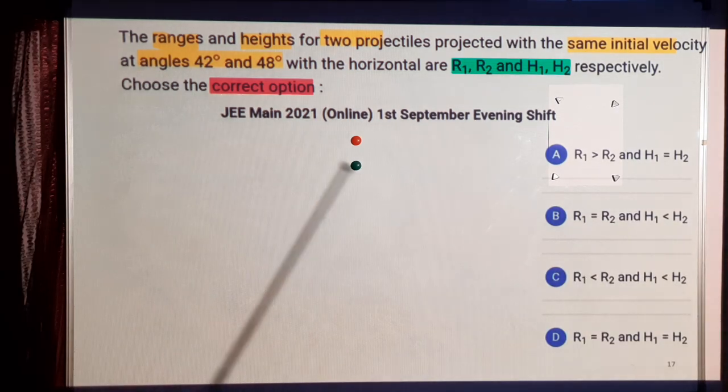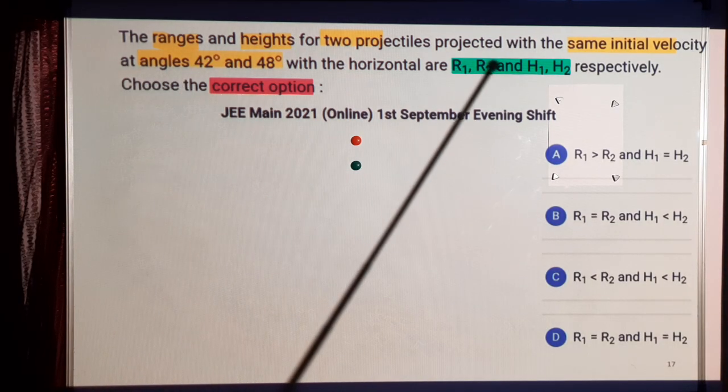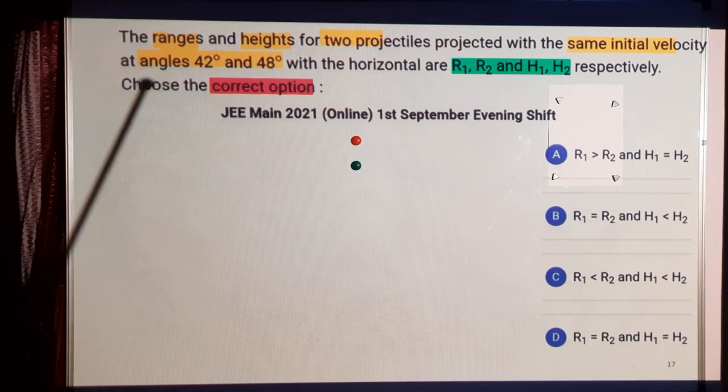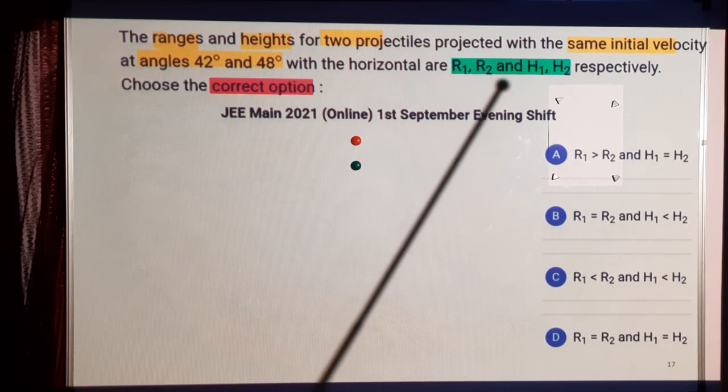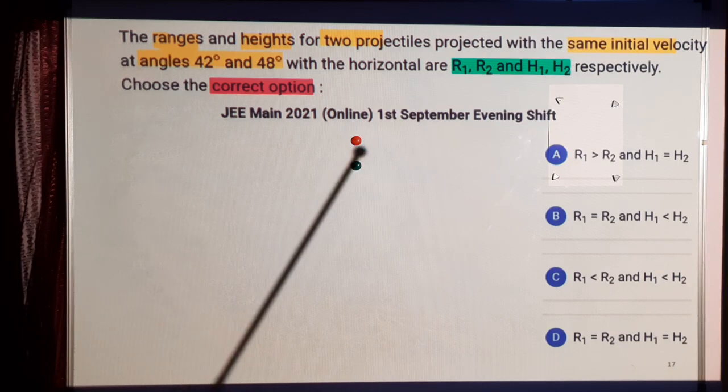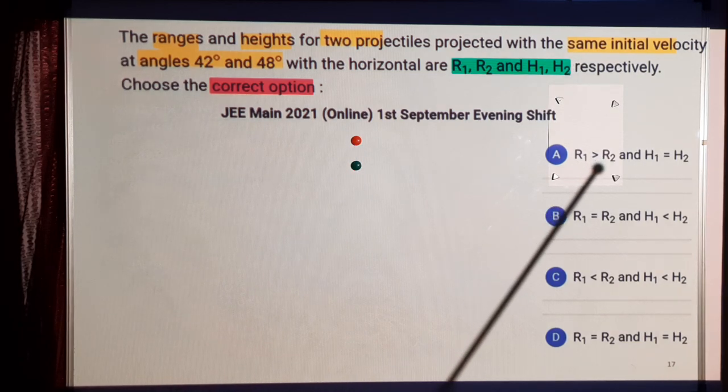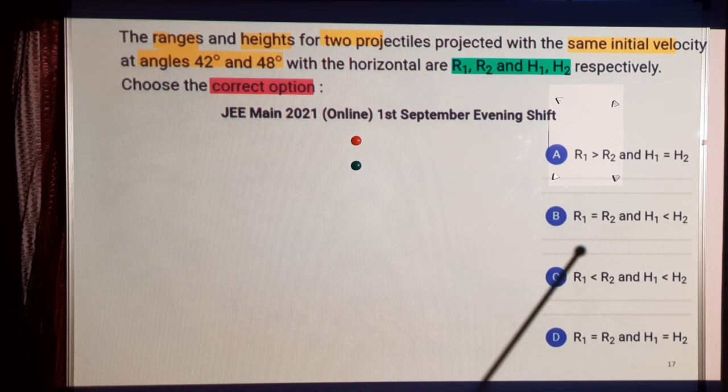Next question. The ranges and heights of two projectiles projected at the same initial velocity at angles 40 and 48 degrees with the horizontal are R, R1 and R2, and H1 and H2 respectively. Choose the correct option: R1 is greater than R2, H1 equal to H2; R1 equal to R2, H1 less than H2; R1 less than R2, H1 less than H2; R1 equal to R2, H1 equal to H2. So they're comparing the ranges and the heights for the two cases.